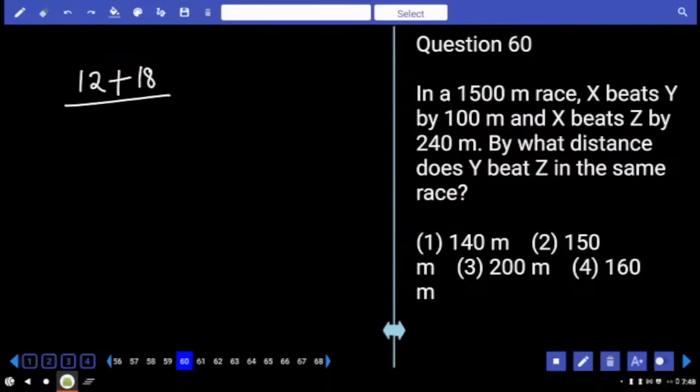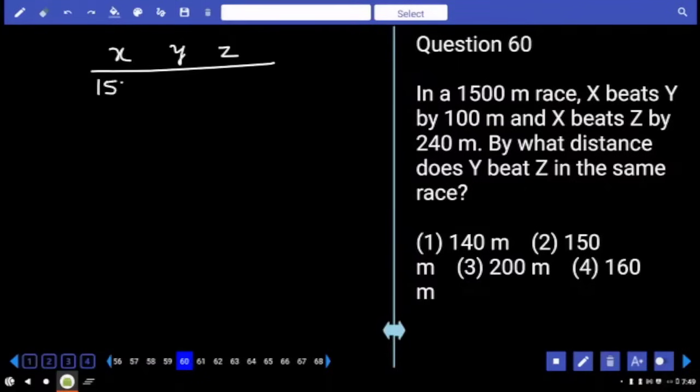In a 1500 meters race, X beats Y by 100 meters and X beats Z by 240 meters. By what distance does Y beat Z in the same race? How many people are there? 3: X, Y, Z. How many meters is the race? 1500. Who beats the others? X. So X is going to reach the destination first, correct?